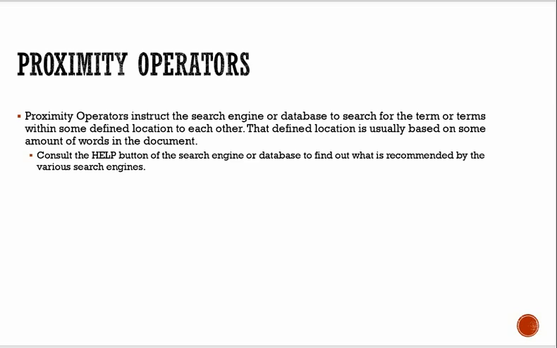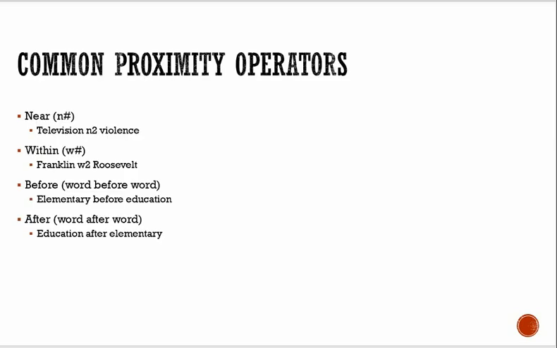Proximity operators instruct the search engine or database to search for the term or terms within some defined location to each other, usually based on some amount of words in the document. Consult the help file in whatever database you're using to find out what proximity operators it offers. Some common proximity operators are listed here.